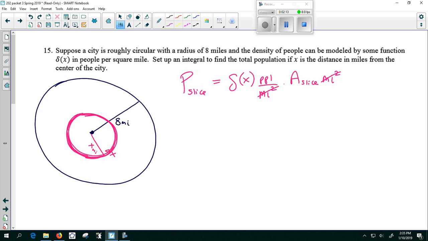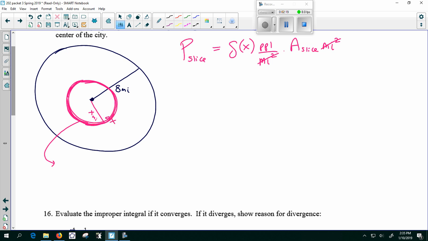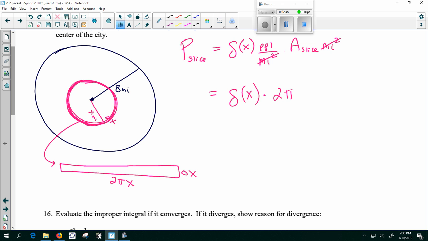So what I'm going to do is unroll it. If you unroll that slice, it unrolls into this rectangle with thickness delta x. The length of that rectangle is the circumference of the circle, which is 2 pi x. So the area of the slice is 2 pi x delta x. So this is going to be the density function times the area of the slice, which is 2 pi x delta x. That's the population on a single slice.